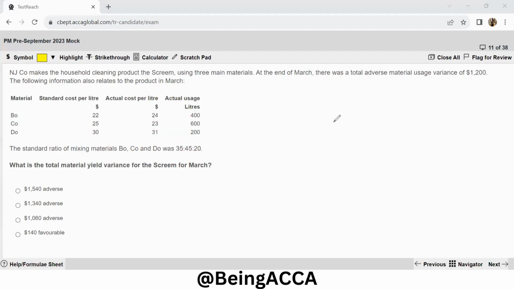Right. NJ Company makes the household cleaning product, the Scream, using 3 main materials. At the end of March, there was a total adverse material usage variance of $1,200. So these are the standard costs, and actual usage is given to us. The standard ratio of mixing materials was this much. All right, we have the ratio as well. We need to find out the total material yield variance. Now, we cannot use all this information to directly find out our yield variance.